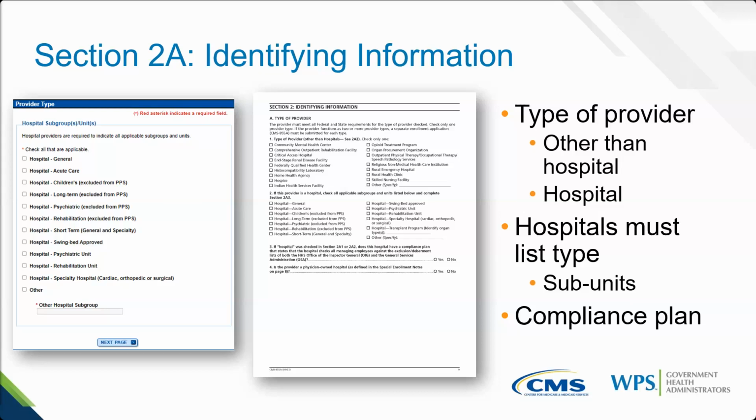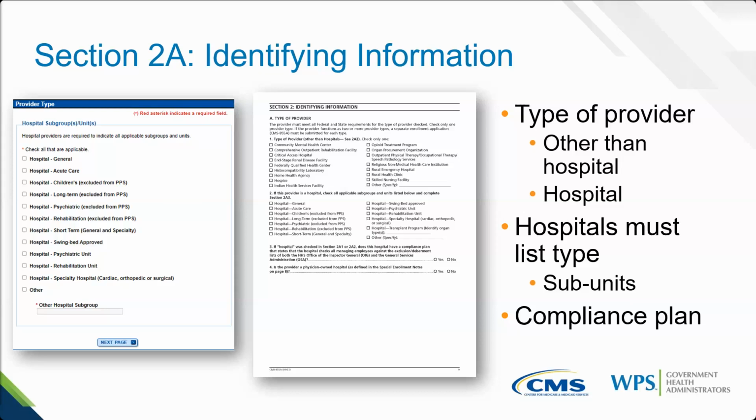Whereas on PACOS, it's going to ask more specifics about the hospitals because you would have indicated you were a hospital before you got to this point. But on the paper, if you're a hospital, it needs to know subspecialties. If it's just a general hospital, you'll select that. However, these subspecialties are also known as subunits. So a hospital may have multiple subunits. You can identify multiple on one application.